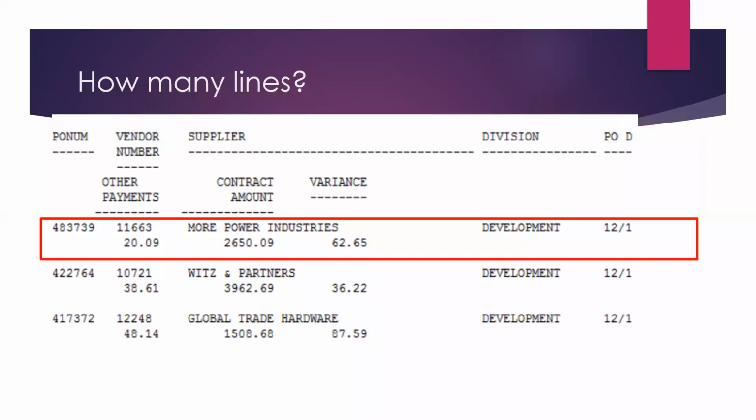Now, if I look, for example, at that block of data, I can see, if I try and use the headings to guide me, there's a purchase order number. We issued a purchase order to a supplier, the number of which was 483739. Then if I look at that first heading, the vendor number is 11663. And similarly, I have some other information here, the supplier name, the division, the purchase order date. And underneath here, this 20.09 refers to other payments.